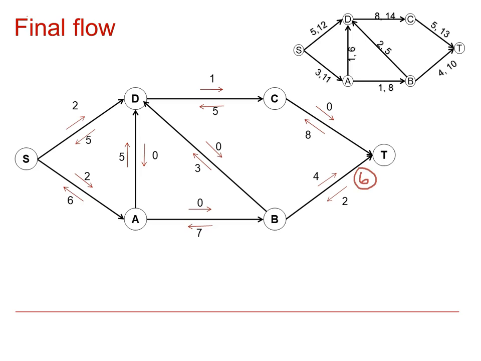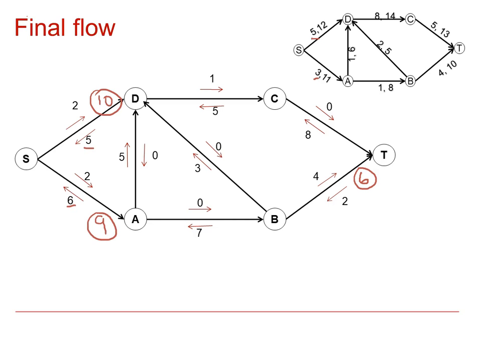Let's look at that for the rest of the diagram. If you look at S to D, there's a backward arrow of 5 and a minimum of 5, giving a flow of 10. From S to A, backward 6, minimum 3, so the flow is 9. That gives us our flow of 19 out of S.